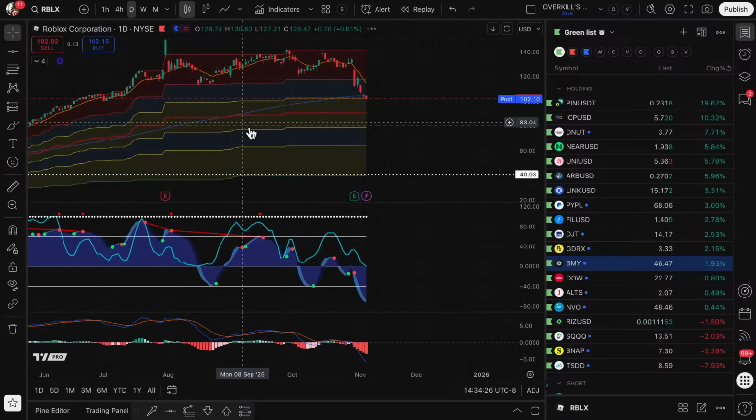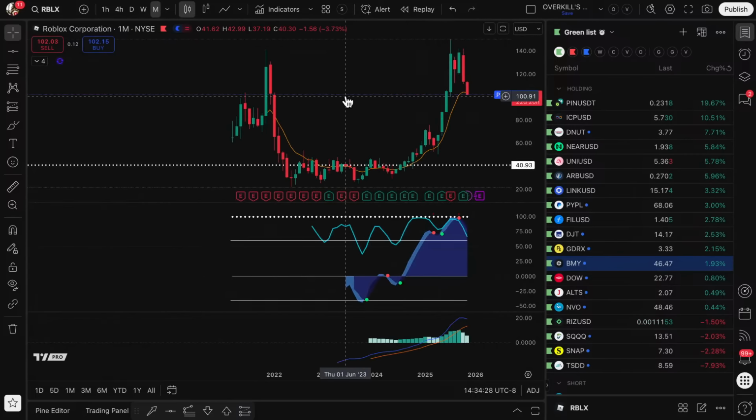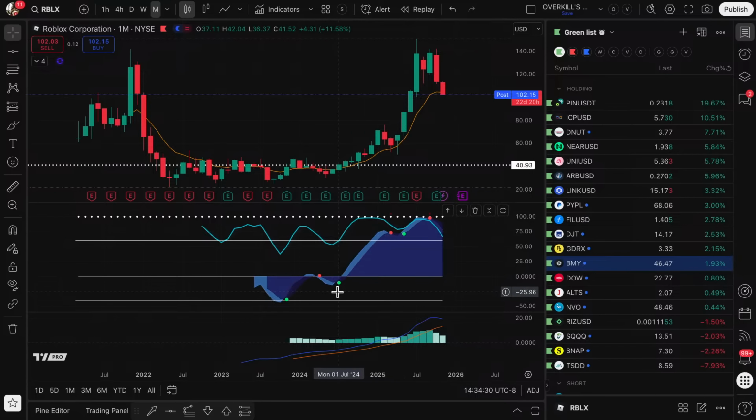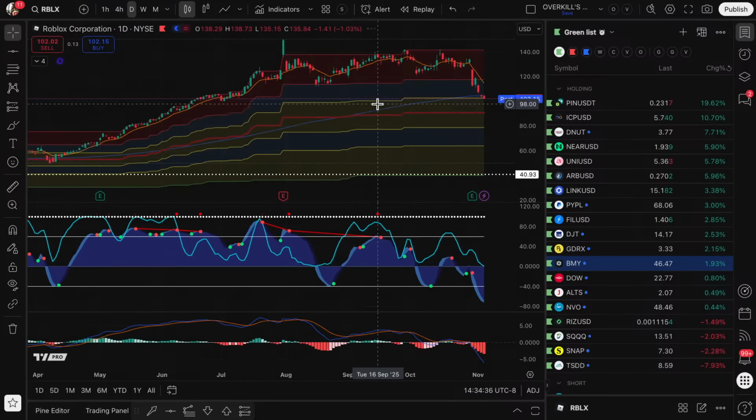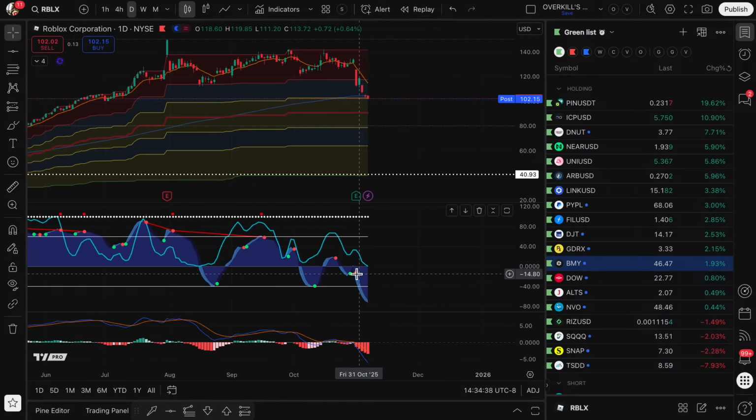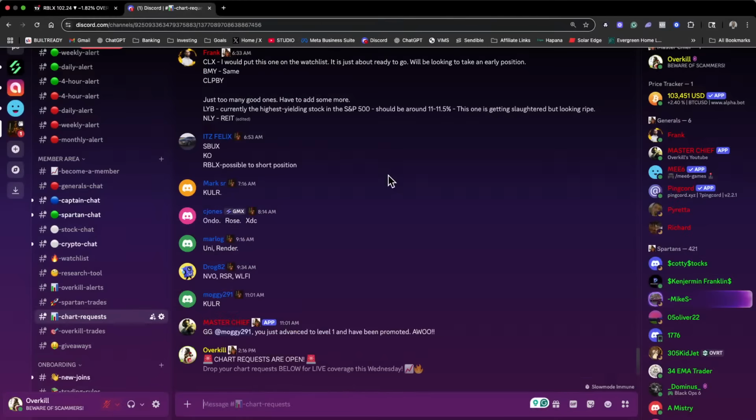So if you want to short, we inverse our strategy. Just like we're looking to buy on the green dots, we want to short on the red dots. So we'd open up a short position here, and then we'd be looking to add to our short position on the red dot. There was another opportunity to short it right there at 125. If this thing gets a bounce back to 125, you could add to your position. But yeah, I'd be targeting $40 on Roblox for a short here.